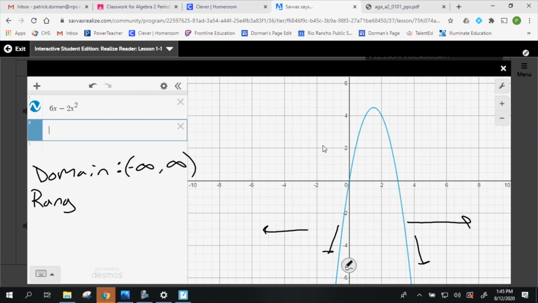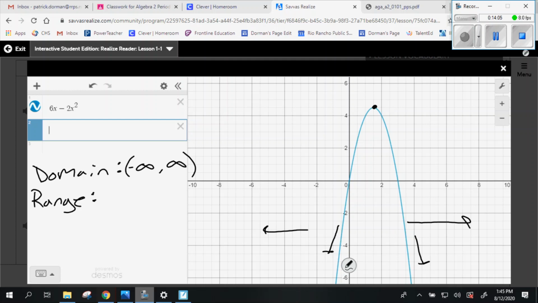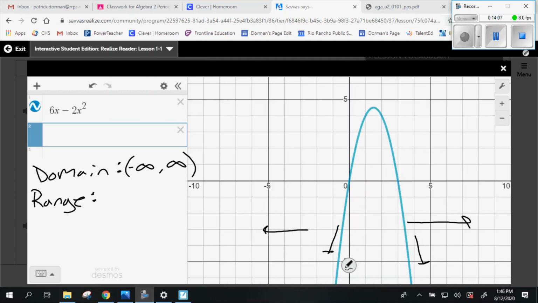Our range, that's where it looks like there is something interesting going on, right? This is not going any higher than this point. And let's figure out where that point is. How are we going to do it? It appears to be around what, 1, 2, 3, 4.5 and 2.5. So this looks like about 2.5.